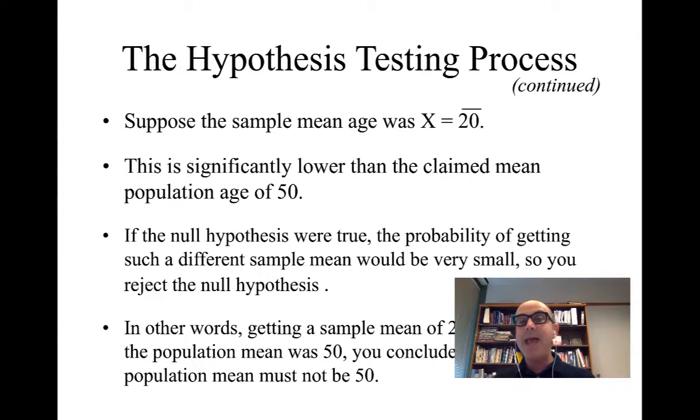So suppose the sample mean age is 20, which is significantly lower than the claimed population mean age of 50. If the null hypothesis were true, the probability of getting such a different sample mean would be very small. So you need to reject the null hypothesis. In other words, getting a sample mean of 20 is so unlikely if the population mean was 50 that you conclude the population mean must not be 50.